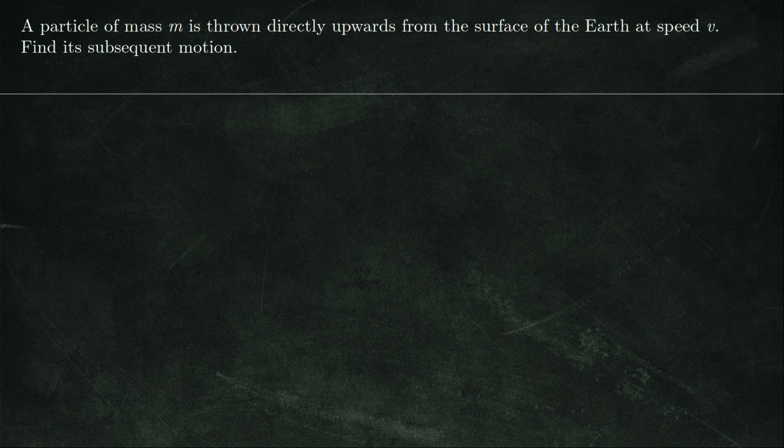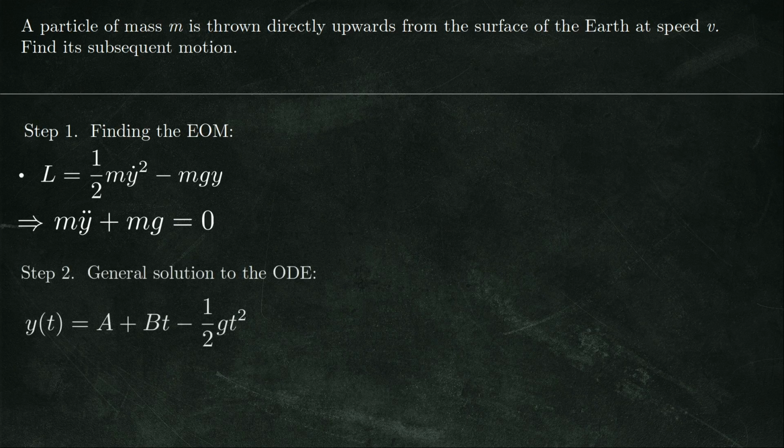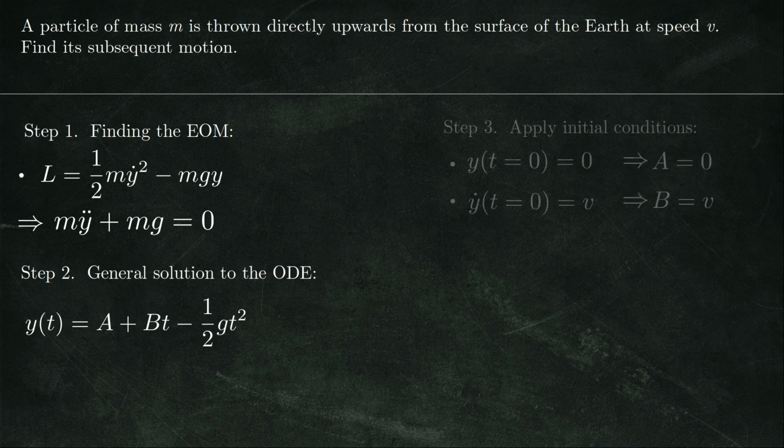So now you've had a go, let's quickly go through the solution. Firstly, we find the equation of motion using the Lagrangian and the Euler-Lagrange equations. And then we find the general solution to the differential equation. You may just recognize this from the SUVAT equations, because here acceleration is constant. And then we use our initial conditions.